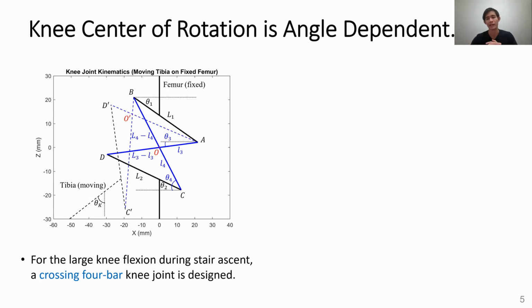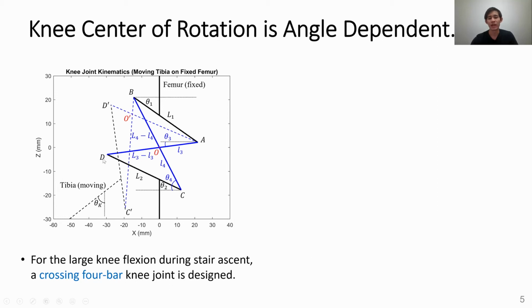And we apply the idea of the crossing four-bar knee joint for the exo so that it can follow and have the kinematic compatibility with the human knee joint during flexing with a big angle. And we can put the brake on the pin A, B, C, or D, but it's not easy to put the brake on the center of rotation, the point O.